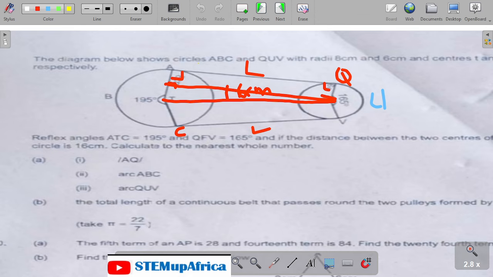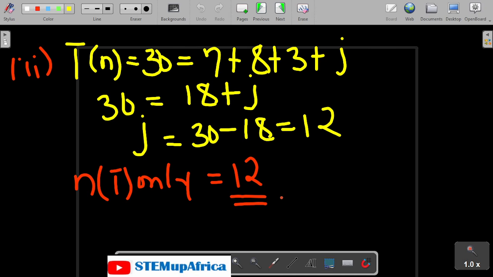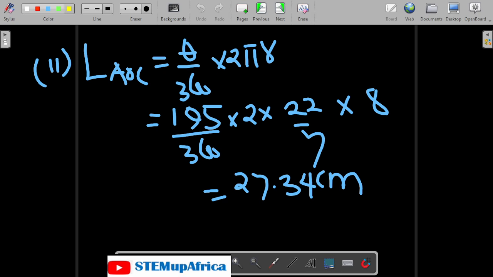So that is question A and B. Question A, remember from 1, 2, and 3. Then also calculate to the nearest number. So to the nearest, here will just give me 70 cm. Then to the nearest, here will give me 27 cm.